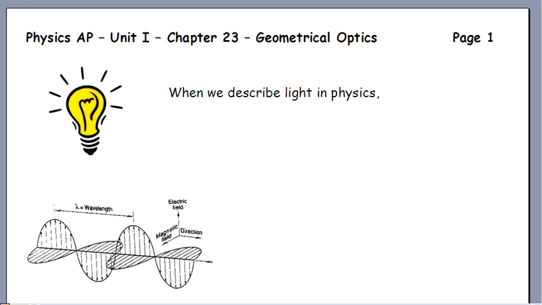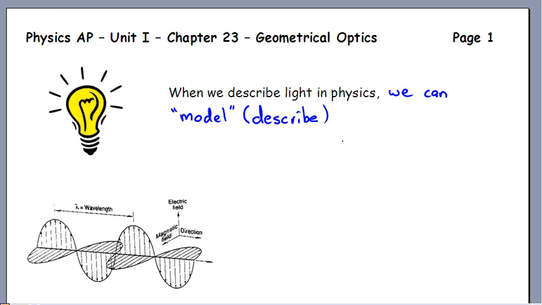So, some essential pieces of knowledge before we can actually start, before we can dive into working with lenses and mirrors. First thing, when we as physicists, and that's you too, describe light in physics, we use the verb model, and that doesn't mean to model like a person who models clothing. It means to describe it with math equations, right? So we can describe light, using some math equations.